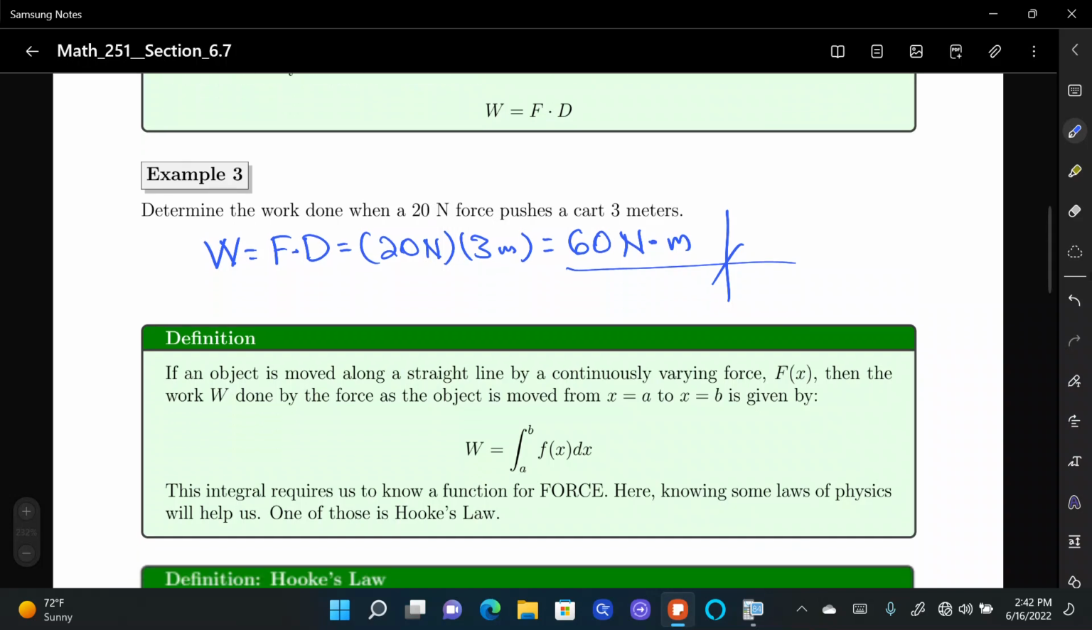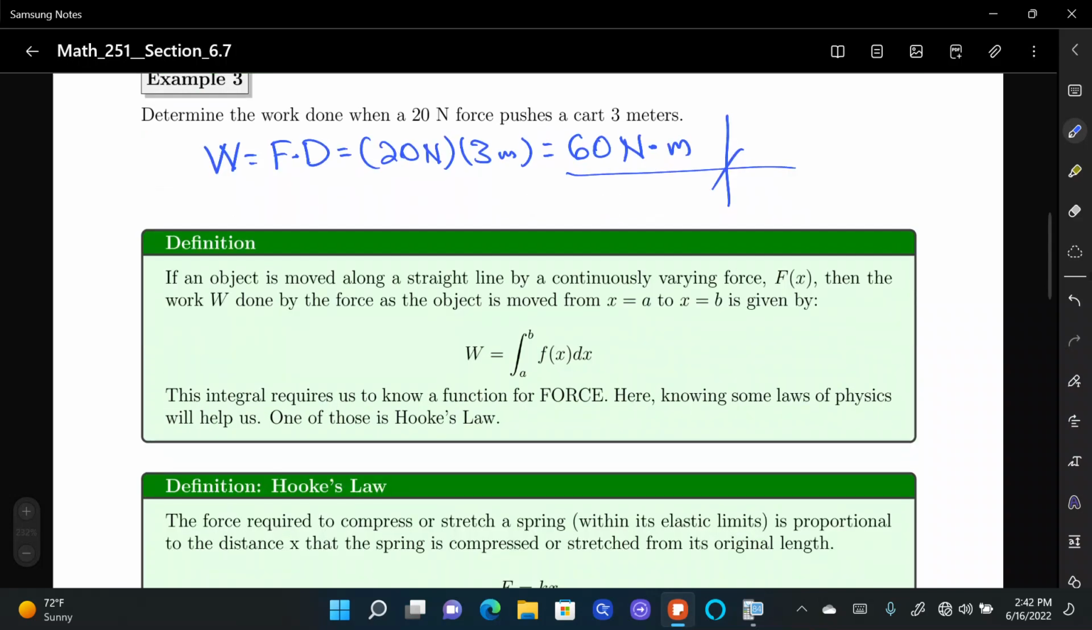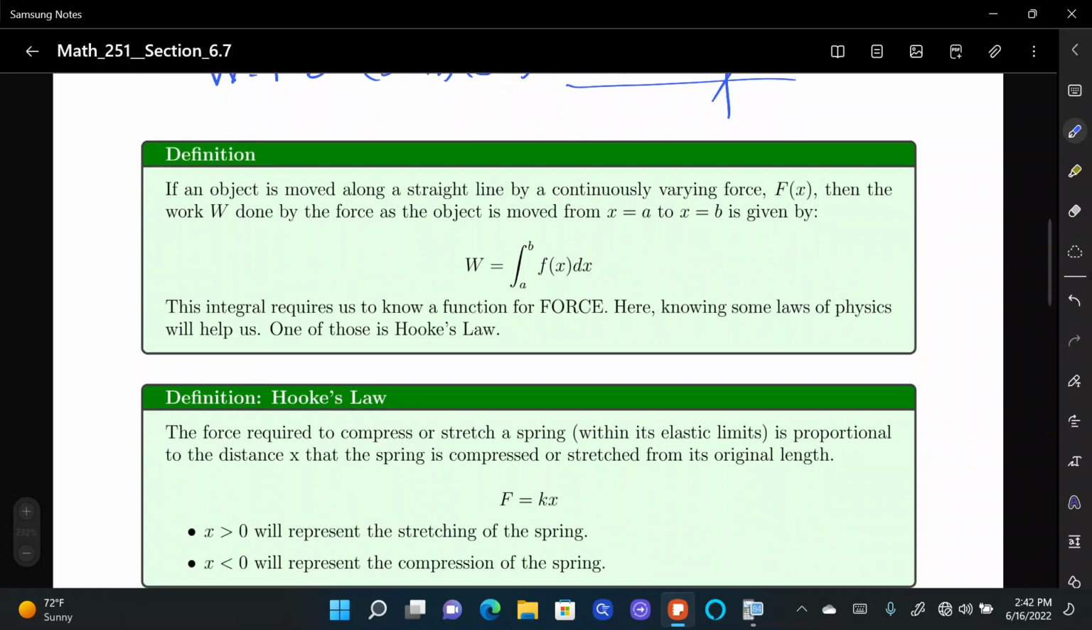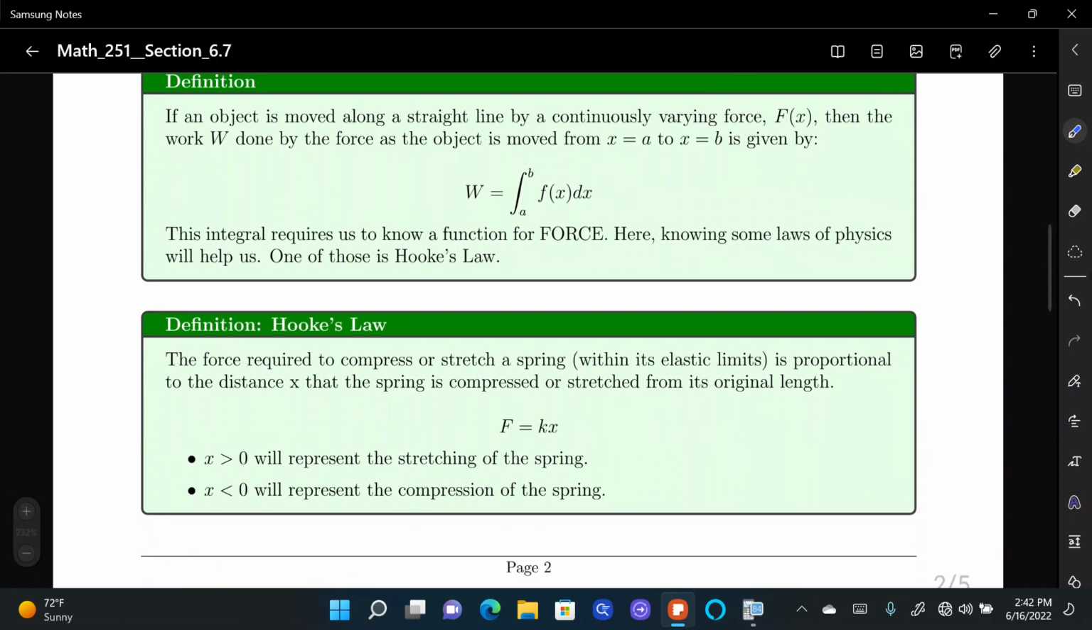But again, in reality, those forces that we apply when pushing boxes, tables, or walls are not always constant. And if you see this formula, it resembles a lot the density formula from before. So all we have to do in this case is we need to know a force function in order to find the work done. And well, one of the most famous force functions is Hooke's law.